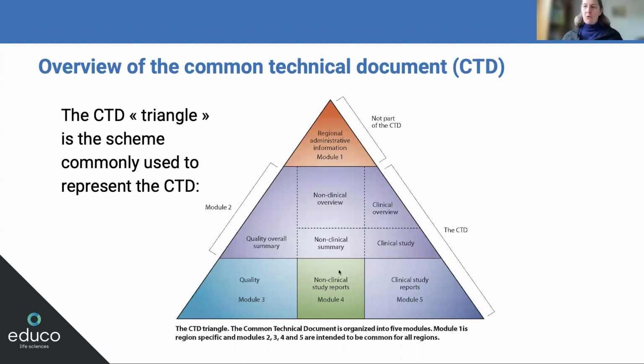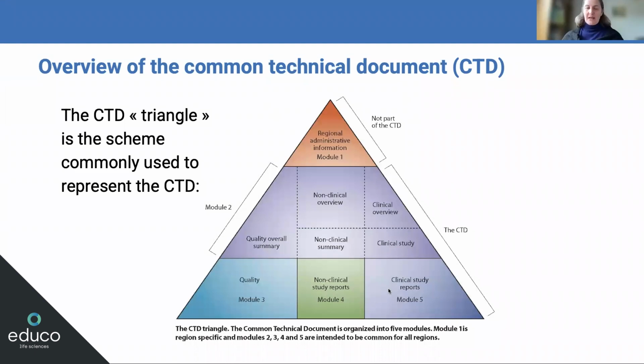You have the module 4, which are the non-clinical study reports. This is where you will provide all the results on your non-clinical studies, on your safety studies. And then you have the module 5, which is where you provide the clinical study reports. The ones that you conducted on people and demonstrating the efficacy of your product. And as a matter of fact, those module 4 and 5, they are the full reports, so they are a bit difficult for an evaluator to apprehend when starting to evaluate your dossier.